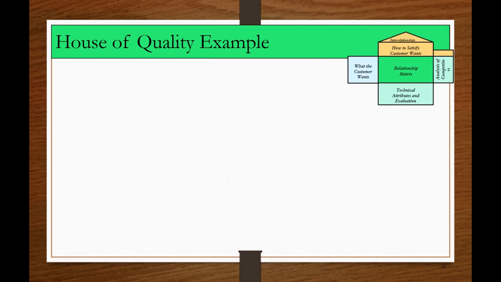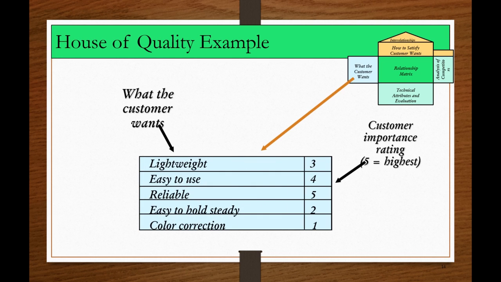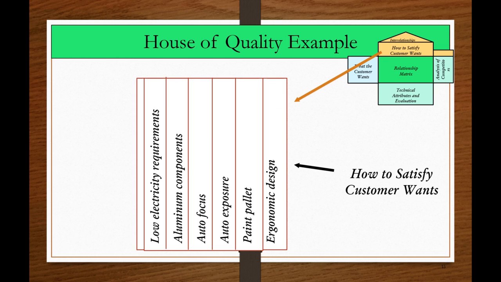See here, they had given the first option, that is what the customer wants. It should be lightweight, easy to use, reliable, easy to hold steady, and have color correction. And they had given some rating, where 5 means it is the highest. Second, how to satisfy the customer wants: low electricity requirements, aluminum components, autofocus, auto exposure, paint palette, and ergonomic design. So that is how to satisfy the customer wants.